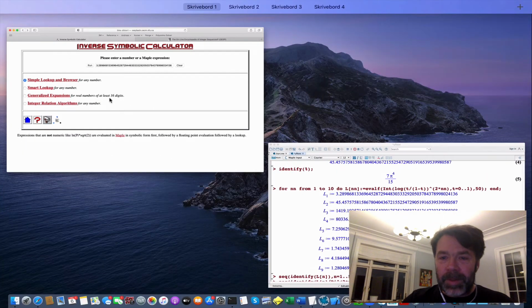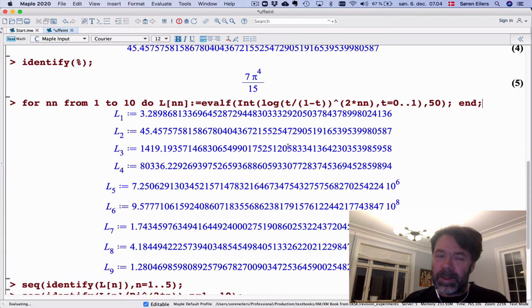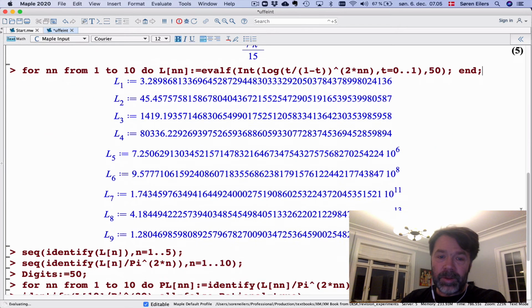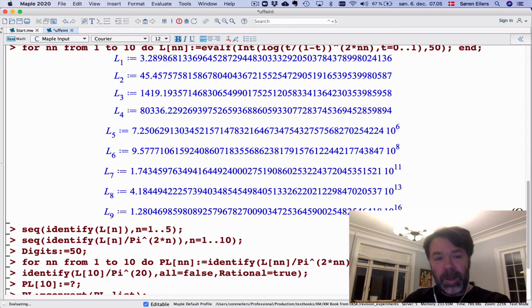So you see what's happening here is that I'm not getting as much help as I had hoped, and indeed not as much help as when we wrote the book from inverse symbolic calculators. But definitely there's a certain pattern that's emerging here, that we're meeting pi with the same power as the power of the integrand. So this is useful information that I'm going to start employing as soon as we've finished waiting for Maple computing L10.